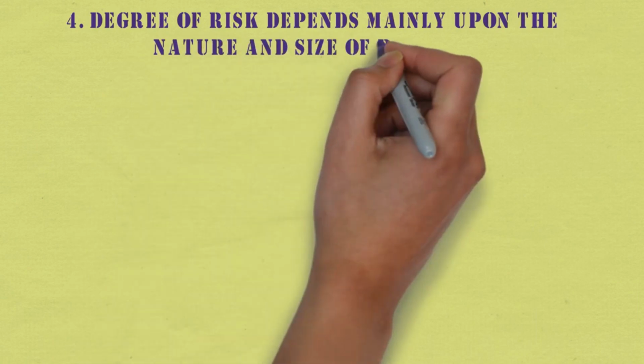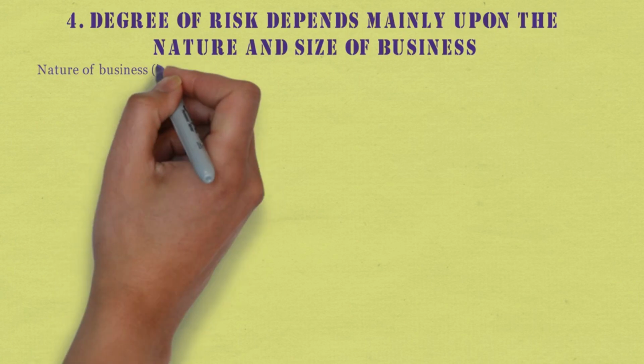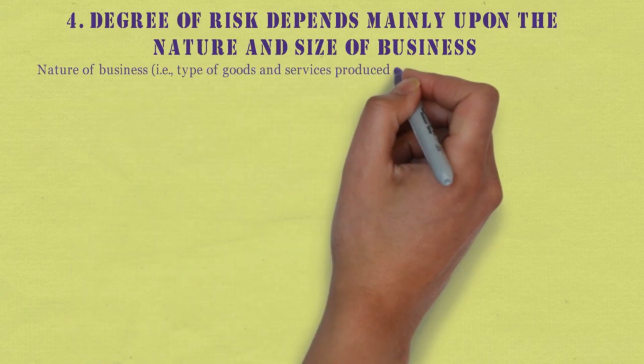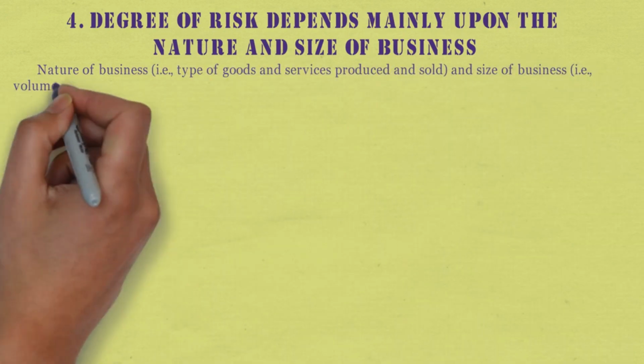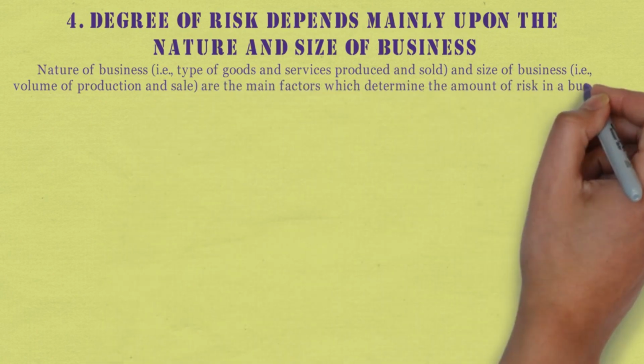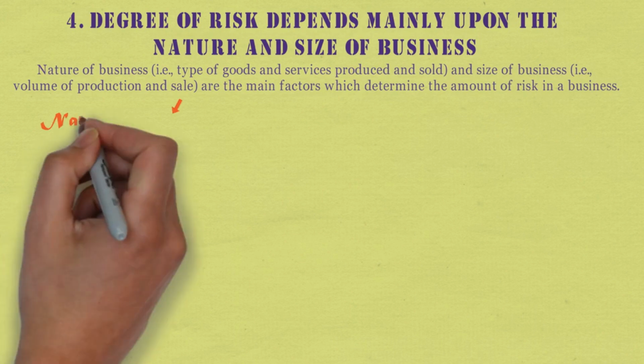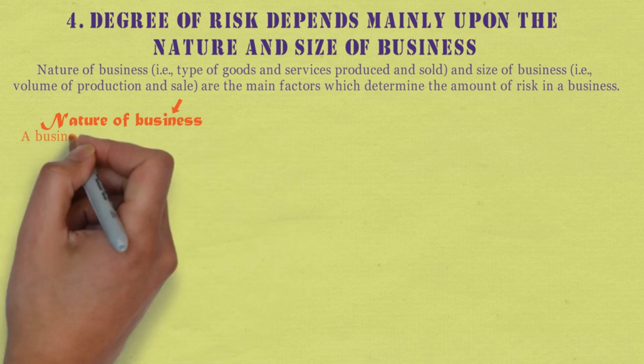Degree of risk depends mainly upon the nature and size of business. Nature of business, that is, type of goods and services produced and sold, and size of business, that is, volume of production and sale, are the main factors which determine the amount of risk in a business.